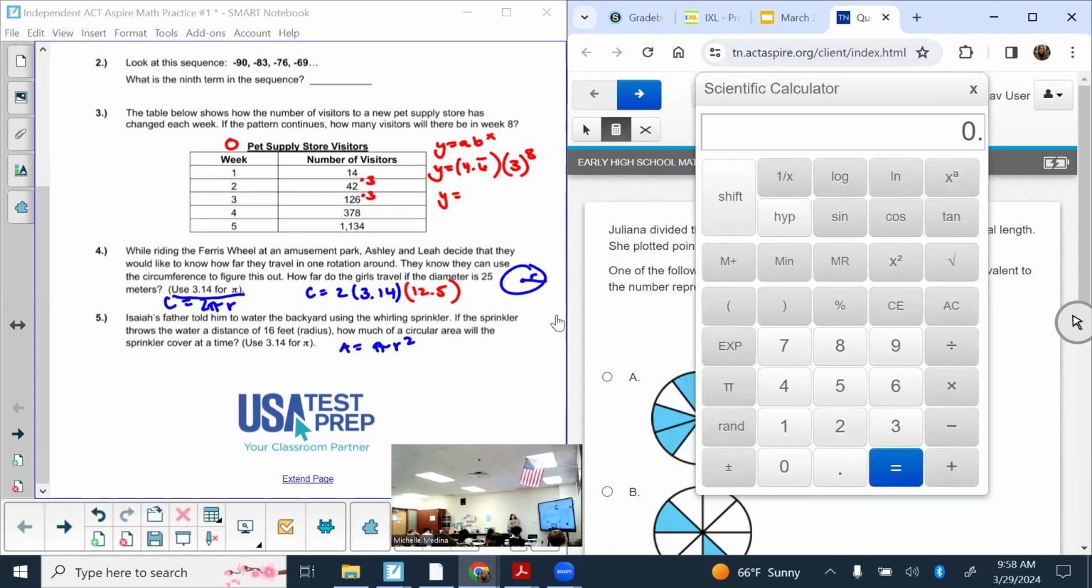Because I'm doing this one, it's 2 times 3.14. I'm putting it in. See that it's not showing me when I put the parentheses, and then it equals. Hold on. Maybe I'll do this one. 2 times 3.14 times 12.5. Okay, now it's giving me the answer. So I guess even when you do use parentheses, it still wants you to put multiplication.